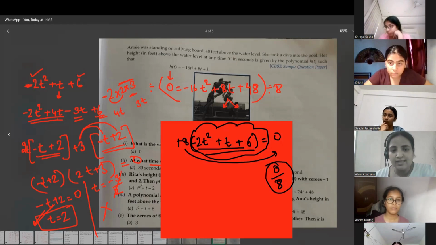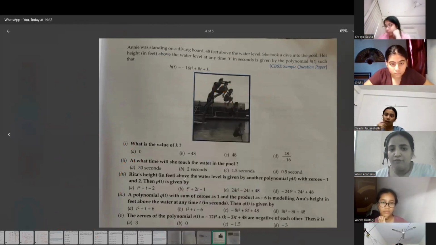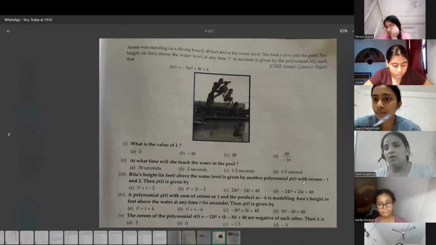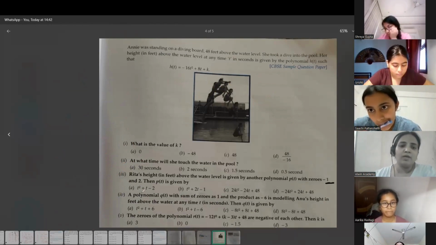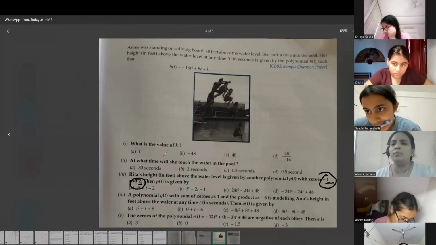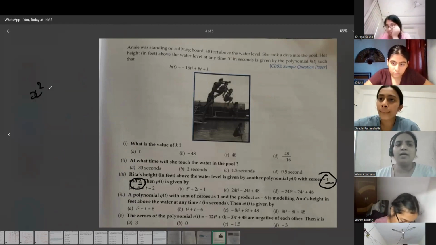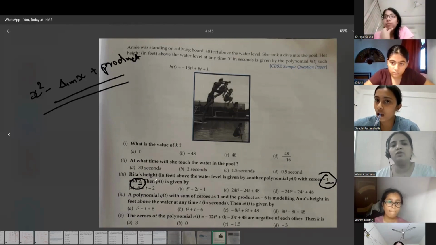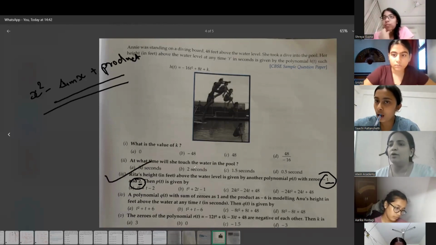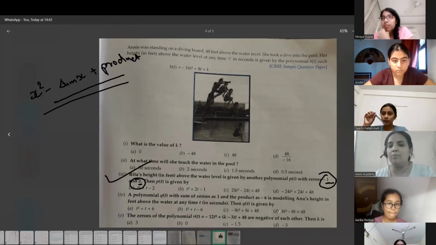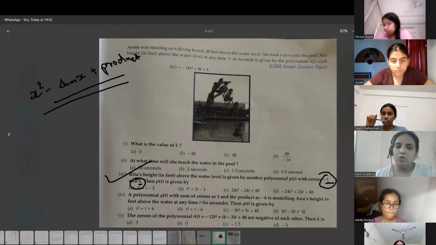They are saying Rita's height in feet above the water level is given by another polynomial p of t with zeros -1 and 2. So find the polynomial. Both the zeros are given to you. Is finding a polynomial tough? X square minus sum of x plus product. So with this, you people find this by yourself. I am not discussing this. Clear, no? You will be able to do it, both the zeros are given, first add them, then you multiply them and then put it in the equation. Okay.